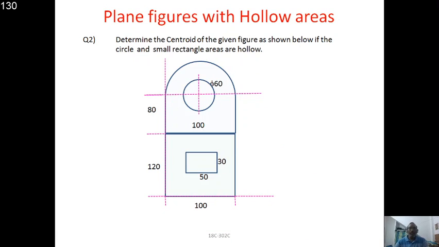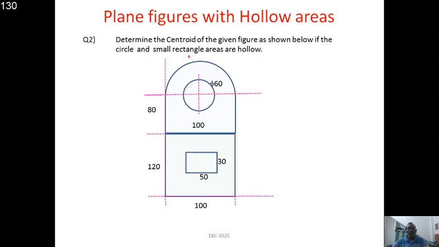With this, we are moving to the second topic, that is finding the centroid for plane figures with hollow areas. So in the hollow areas, that means that area is void, that is empty area. Hence these areas are to be subtracted from the existing areas of the basic shapes. The same procedure has been already discussed in the earlier sessions also. However, we are also solving one more problem of the same.